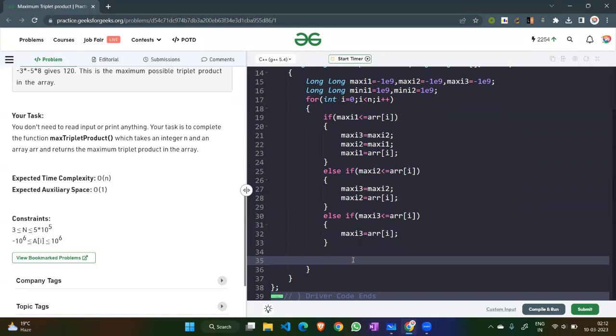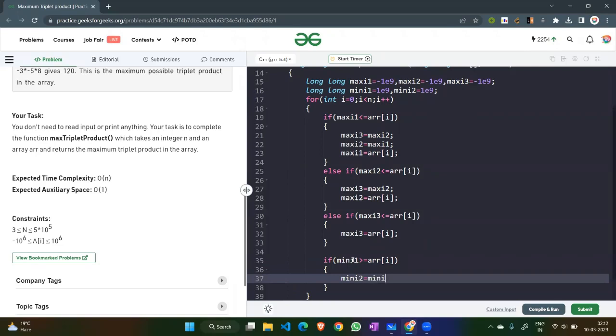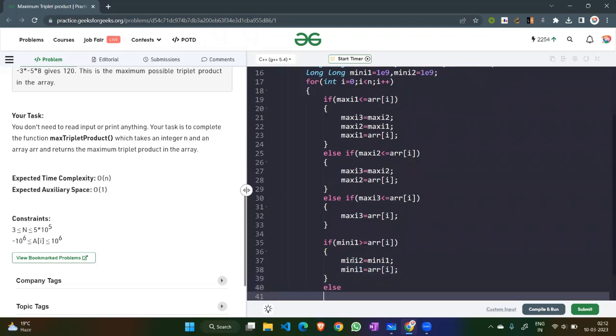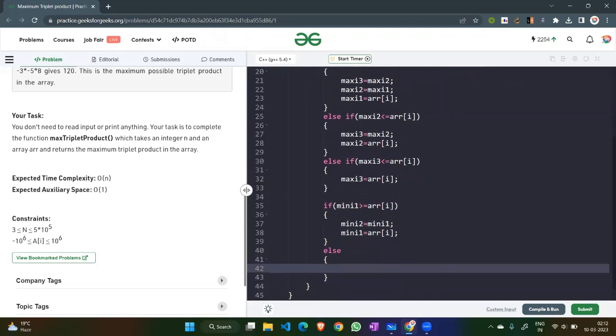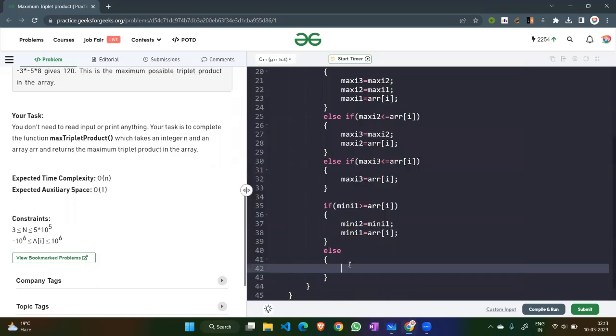Similarly, for the minimum, we need only 2 minimums. So if minimum 1 is greater than or equal to the array element, minimum 2 is equal to minimum 1, and minimum 1 is equal to the array element. Now, in the else case, since we are getting a smaller number, if I take m1 and m2 and get a smaller number, I will assign m2 to m1 and m1 will get this smaller number. So here it is just like that.